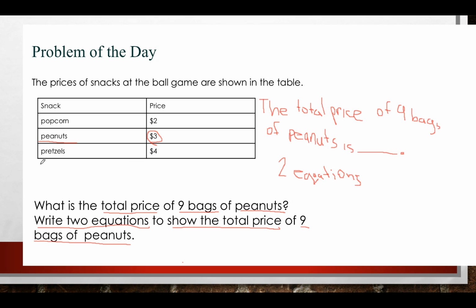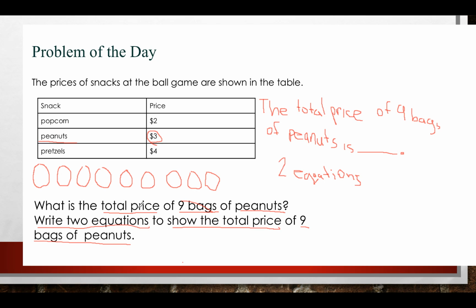I could draw 9 rectangles or 9 circles, 9 triangles, whatever it was that you drew. It should have been 9 of them. So each one of these circles that I'm drawing is going to represent 1 bag of peanuts. So right now I have 5, 6, 7, 8, and 9. And then I've shown that.